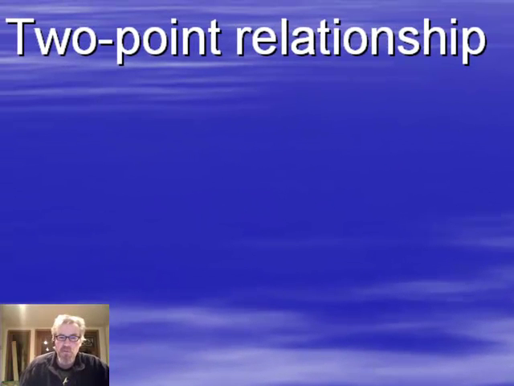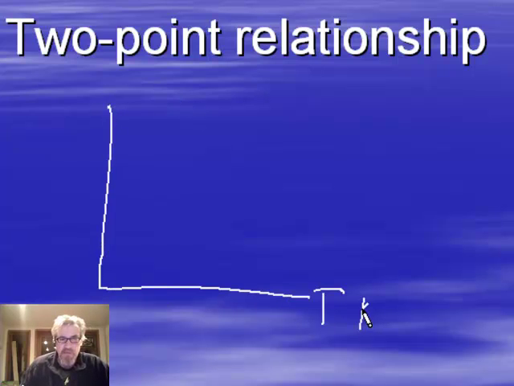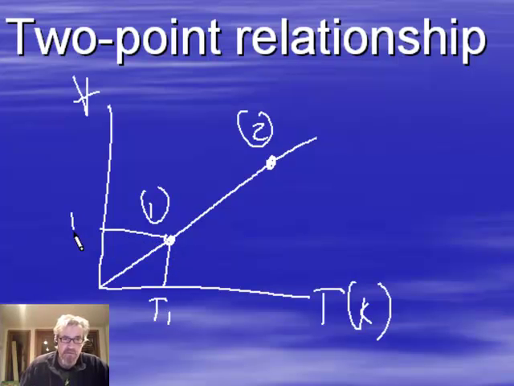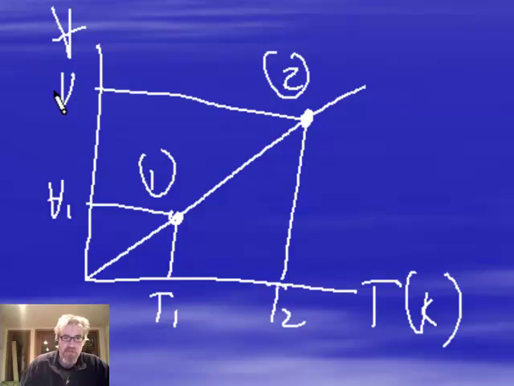So let's develop a two-point relationship. Thinking about the graph where we've got temperature in kelvins and volume on the y-axis, remember the straight line relationship goes like this. Think about 2 points on this line, point number 1 and point number 2. It represents same pressure, same number of moles of gas. At point 1 we have temperature 1 and volume 1. At point 2 we have temperature 2 and volume 2.